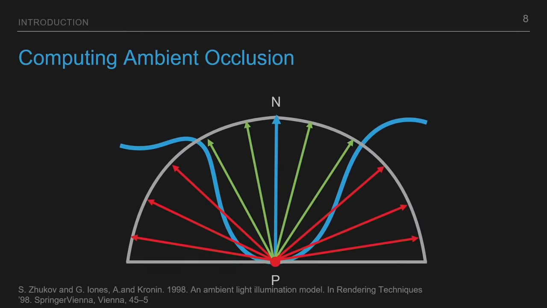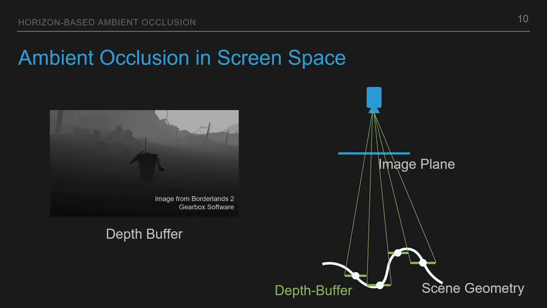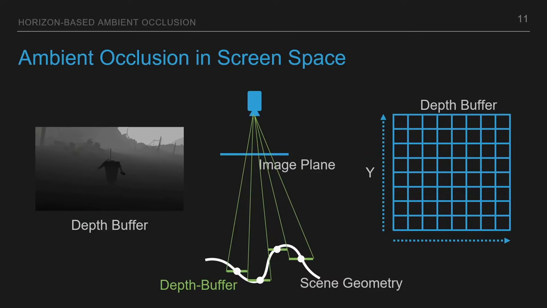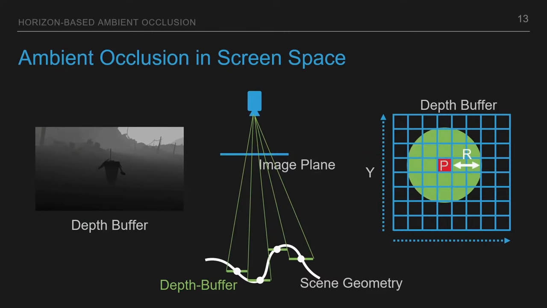Instead, ambient occlusion is often approximated in screen space by working directly on a depth buffer. In this presentation, we'll mostly focus on horizon-based ambient occlusion. A depth buffer stores in each texel a certain depth value, and we can look at this depth buffer as sort of a height field that represents the scene's geometry and something that we can march over. We'll represent this depth buffer as a grid of texels with a point P and again with a radius R.